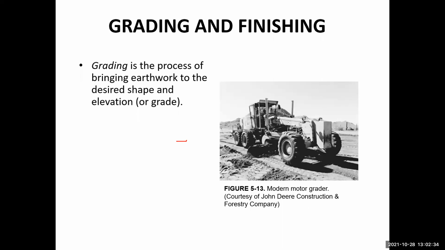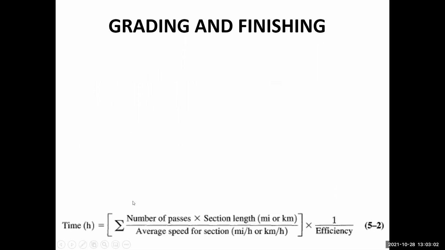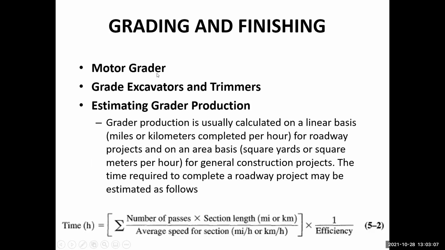So for the grading, we have to use the type of equipment which are called graders. This is a modern motor grader which has been shown over here. So finish grading, or simply finishing, involves smoothing the slopes, shaping the ditches, and bringing the earthwork to the elevation required by the plans and specifications. So for this purpose, we have motor graders, grade excavators and trimmers.